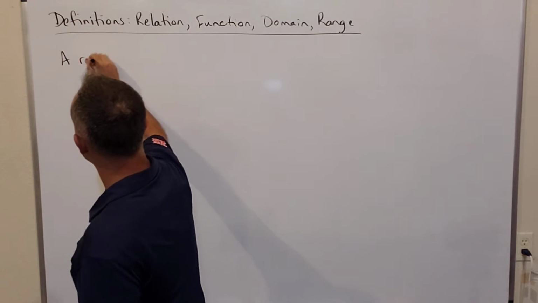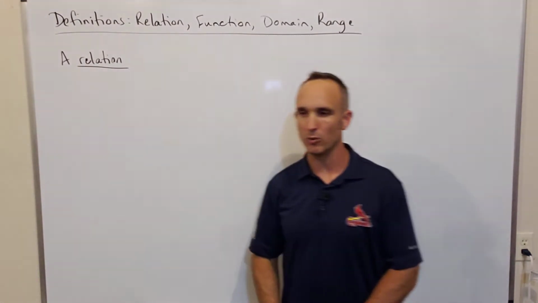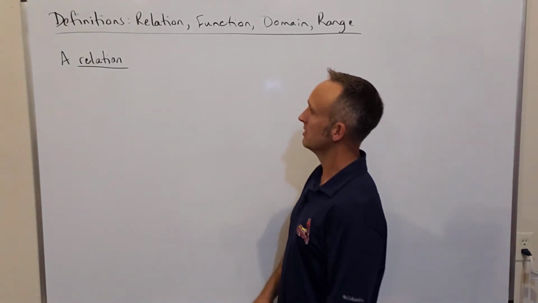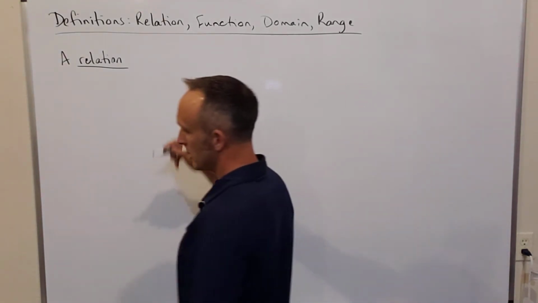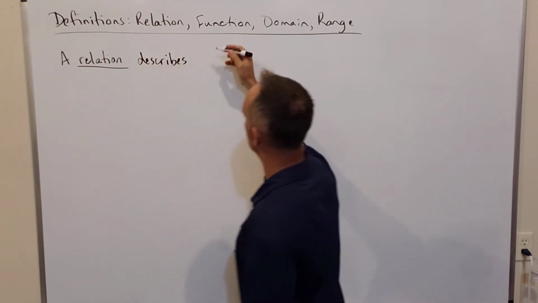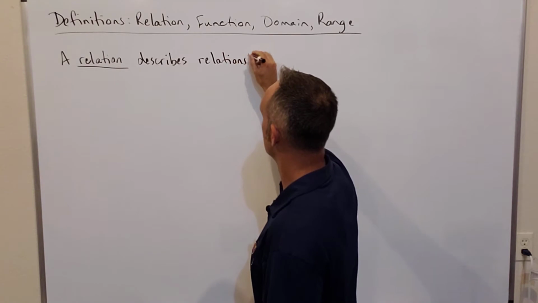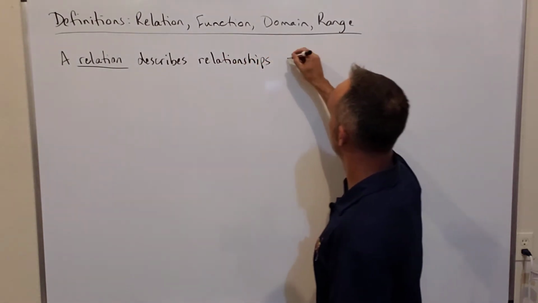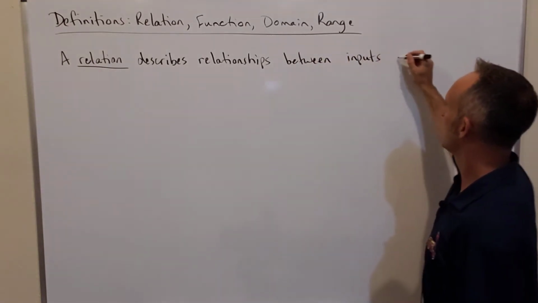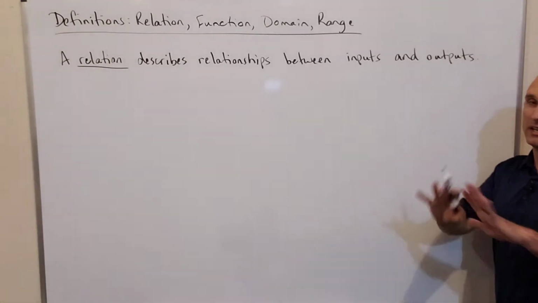So a relation, it is abstract, okay? So don't get me wrong when I say it's simple to understand. It's very basic, but it is abstract. So we'll try our best to get across the point. A relation describes relationships between inputs and outputs, okay? So very, very vague, right?